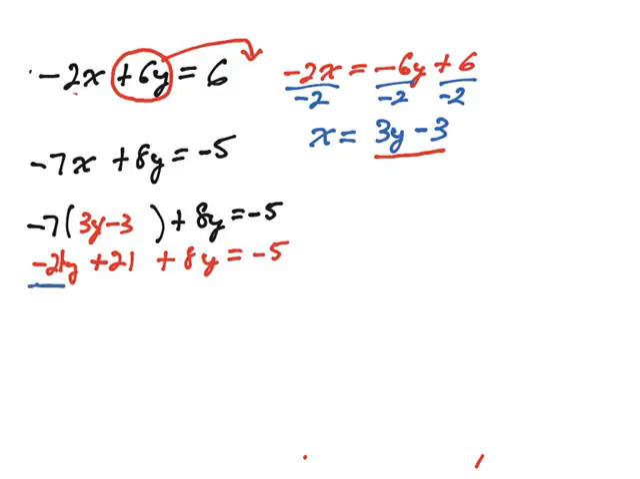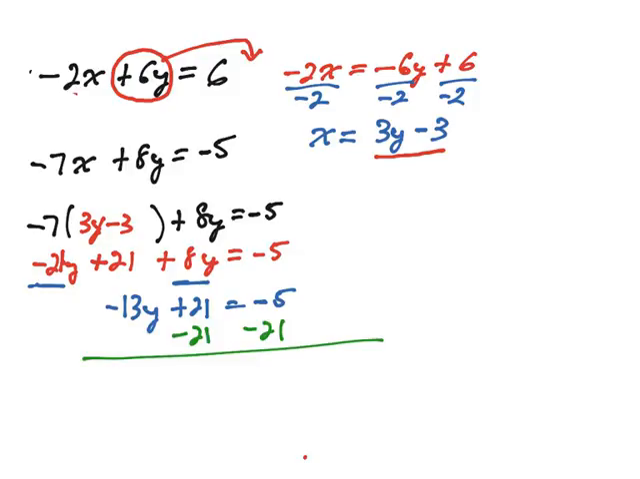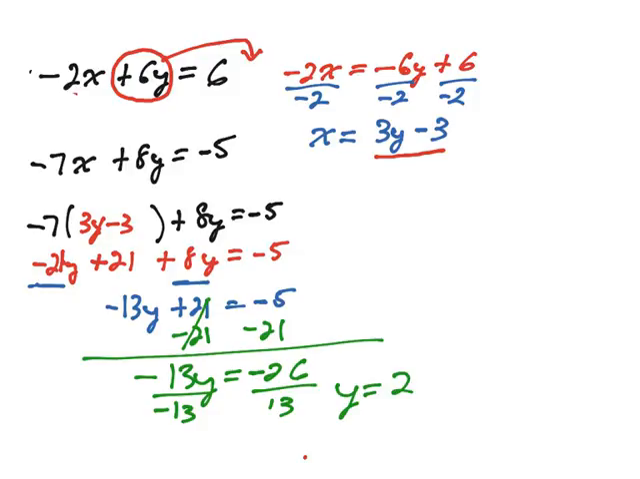Then combine like terms here, negative 21y and positive 8y. So 21 minus 8 is what? 13? Okay, so negative 13y plus 21 equals negative 5. And I need to subtract 21 from both sides. So I end up with negative 13y equals negative 26. And when I divide both sides by negative 13, I get y equals positive 2.